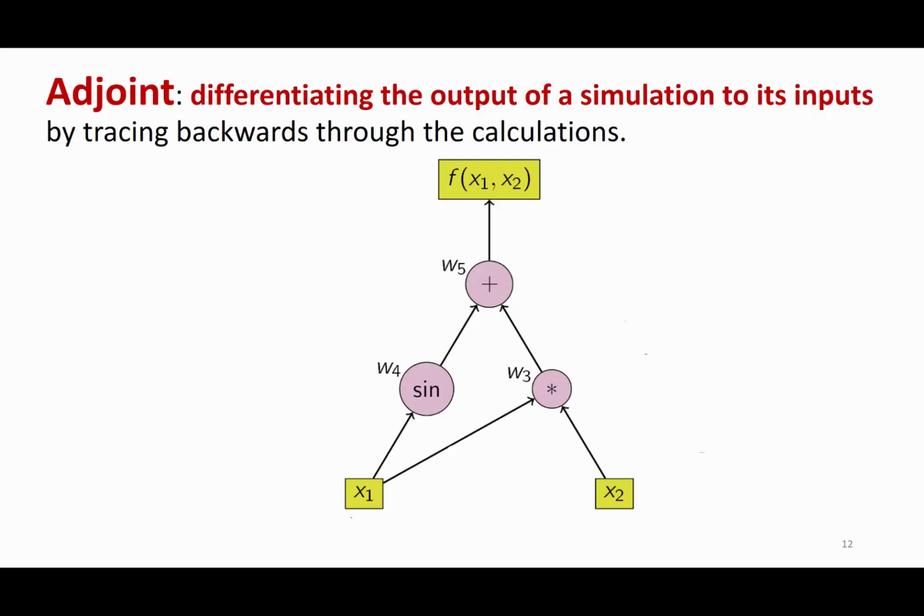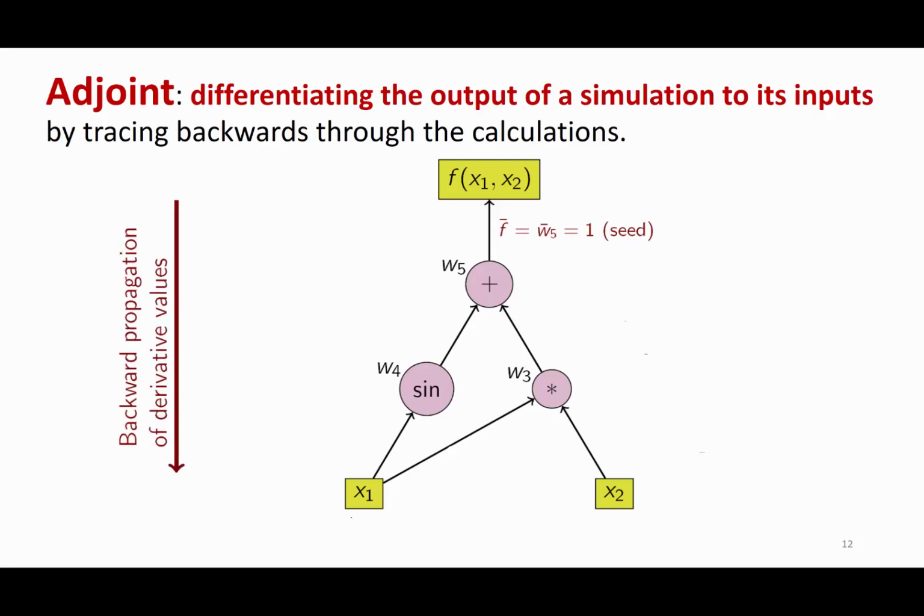And the calculations are just sine, plus, and times. The adjoint goes backwards, starts from the output, the last operation. It starts with the seed, that is the derivative of the output with respect to the product of the last operation. Well, because the product of the last operation is the output, so the derivative is 1, right? So the seed is always equal to 1.